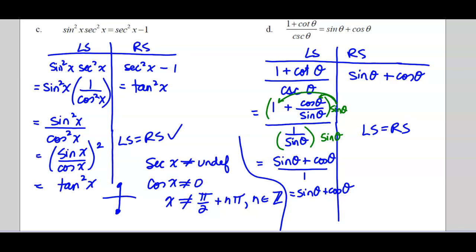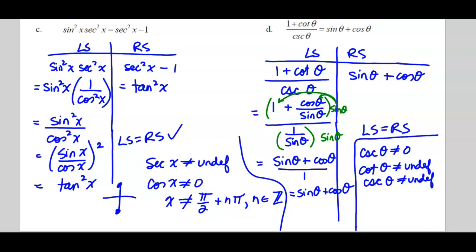Okay, so in terms of restrictions, there is a fraction. So cosecant theta cannot be 0. Nothing on the right. Then cotan theta cannot be undefined, and cosecant theta cannot be undefined. Can cosecant ever be 0? No, remember those cosecants and secants are the U shapes that never cross the x-axis. So this doesn't give us any restrictions because of the denominator.